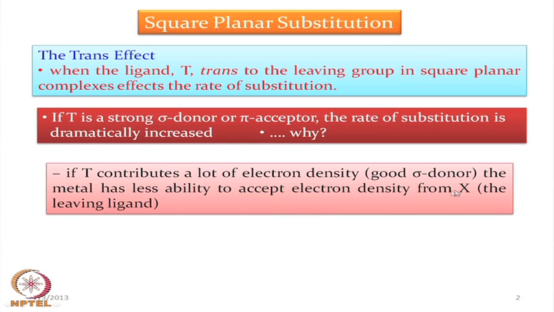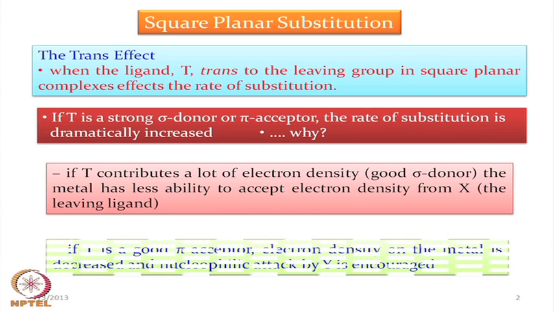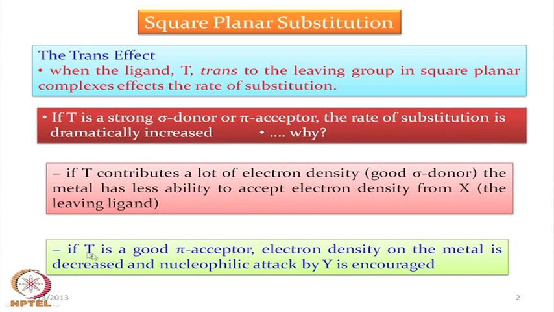As a result, X can nicely go out due to the higher trans effect of the ligand attached to the metal center. So, this is for the sigma donation ability. In a similar fashion, the pi acceptance also contributes a lot to the lability of these ligands.